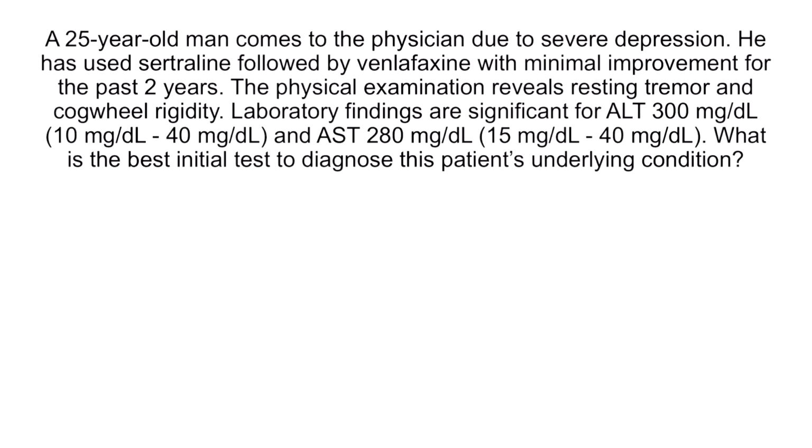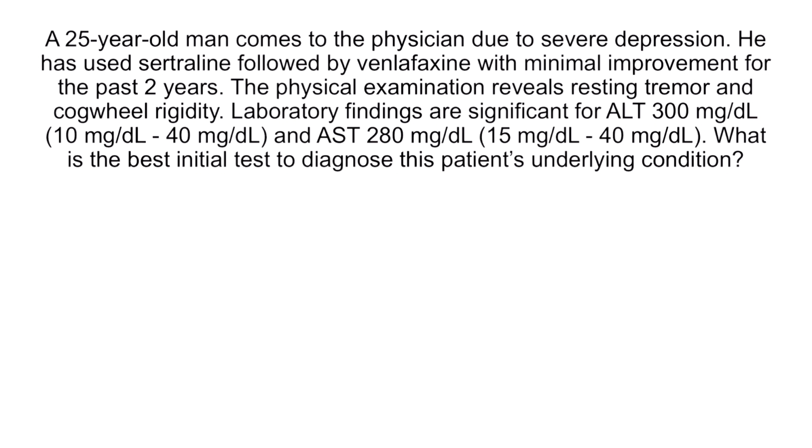A 25-year-old man comes to the physician due to severe depression. He has used sertraline, followed by venlafaxine, with minimal improvement for the past 2 years. Physical exam reveals resting tremor and cogwheel rigidity. Lab findings are significant for ALT of 300, AST of 280. What's the best initial test to diagnose this patient's underlying condition?